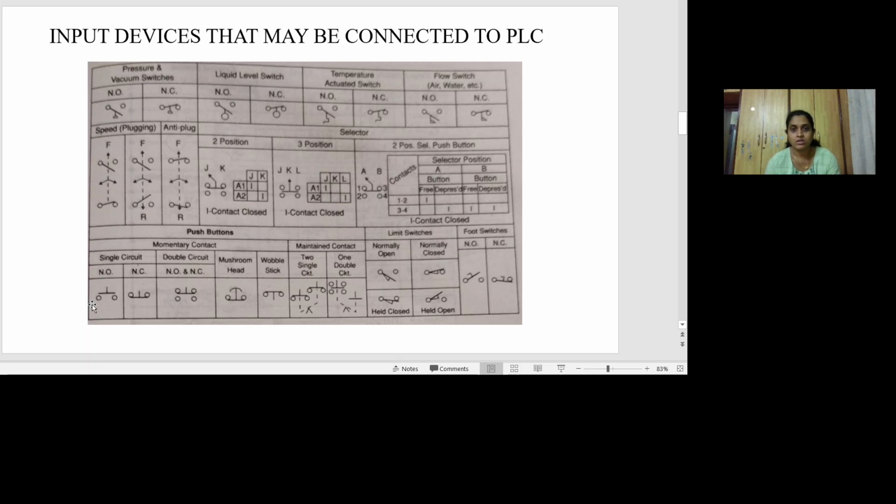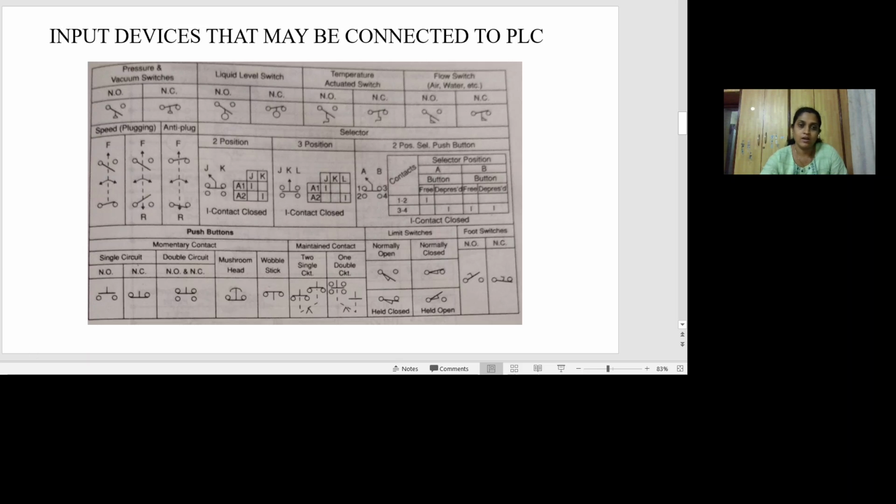So there is always a difference between a switch and a contact. A switch is the external input device which is connected to the PLC module, whereas the switches are represented in the ladder diagram using contacts.